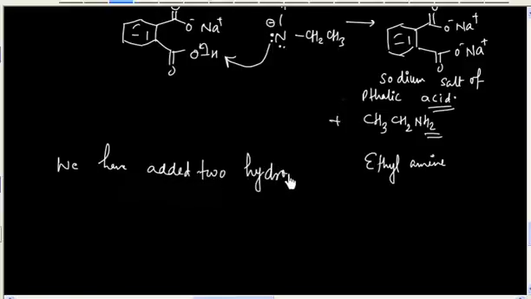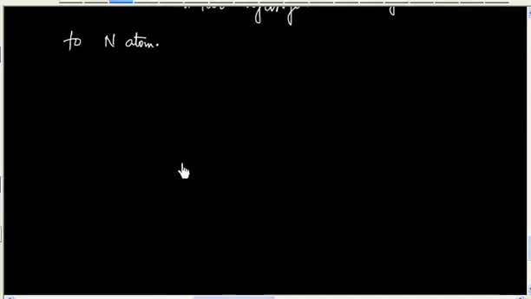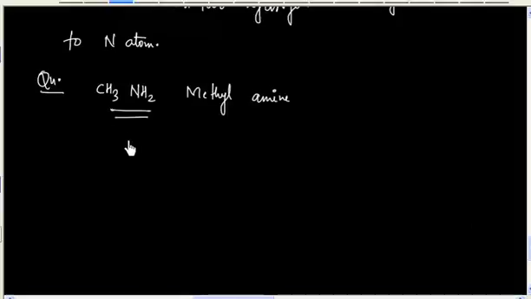We have added 2 hydrogens to the nitrogen atom. That's why this reaction is used for preparation of primary amine. Now let us say, if I ask, how will you prepare methylamine? So this is a primary amine.